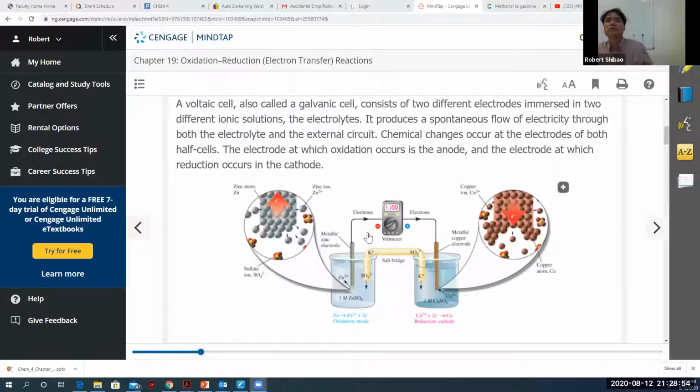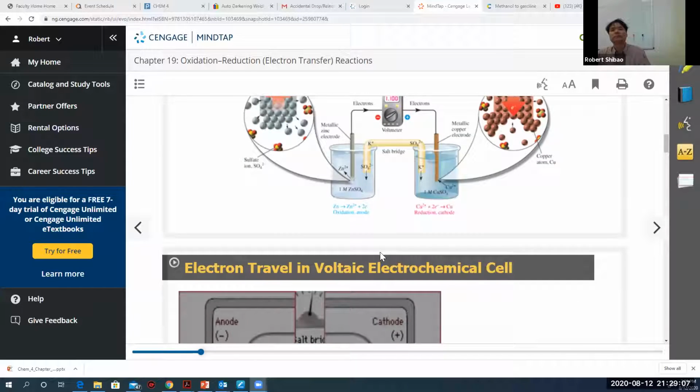Okay, so electrons want to travel left to right here. So we make sure the polarity of the voltmeter is set up right. And so the electrons are being pulled through this at 1.1 volts, positive end of the battery.